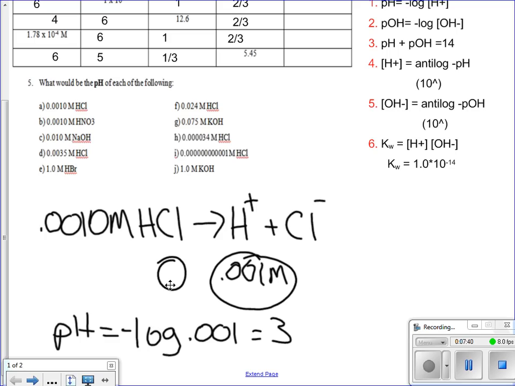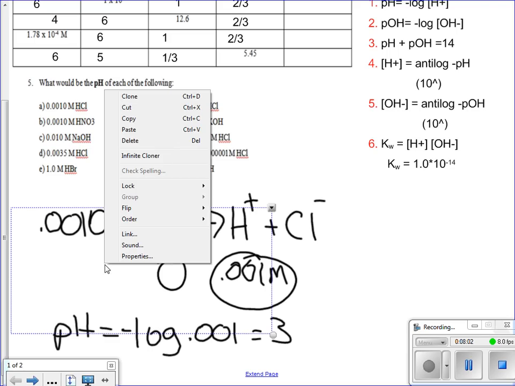So this only works on a strong acid and a strong base. So you're going to have to go through each one of these on A through J and determine, is it a strong acid or a strong base? And if it is, you can plug in its molarity value for its H plus or its OH minus. Speaking of that, look at C.